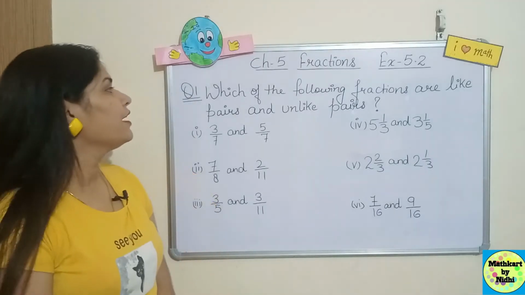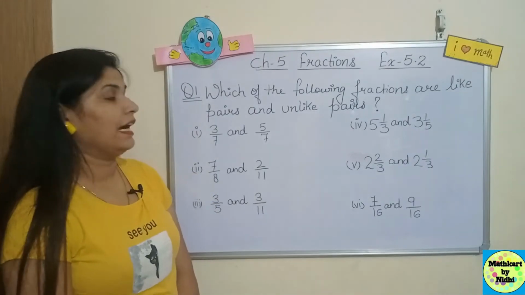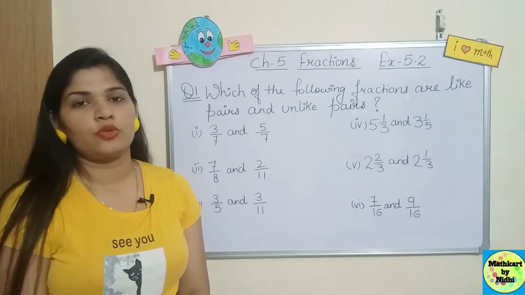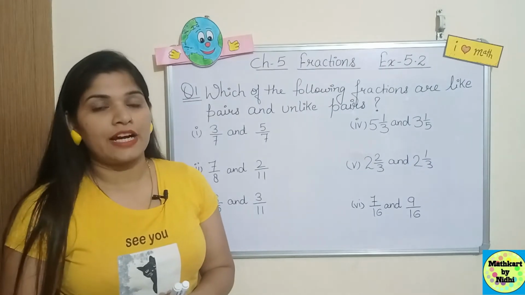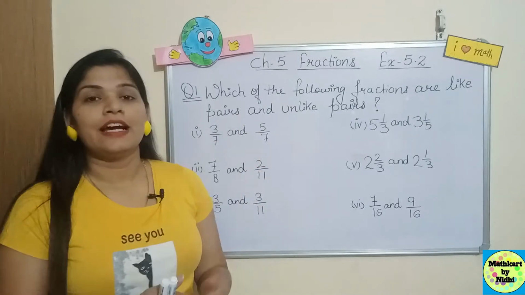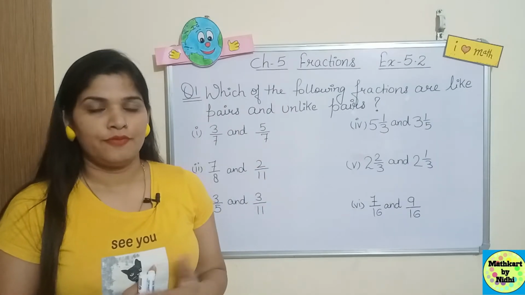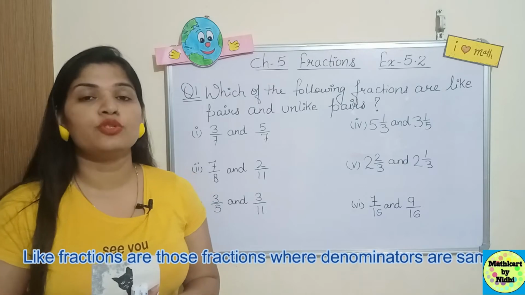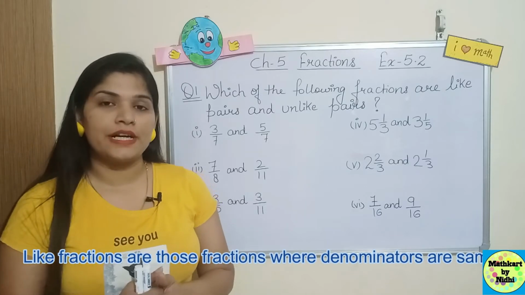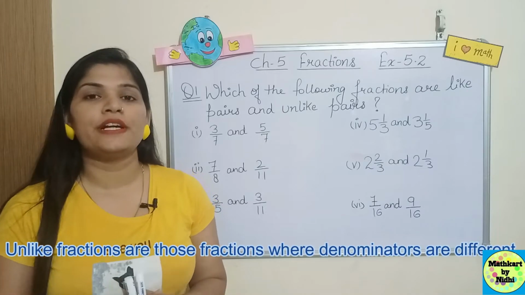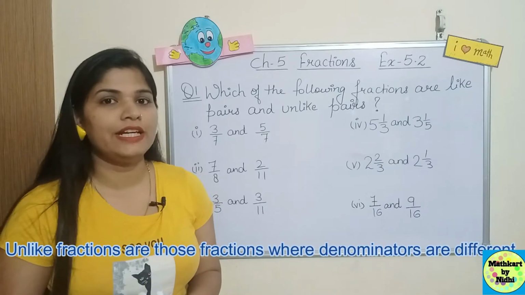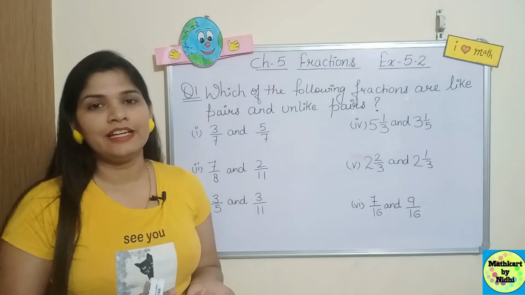Question number 1. Which of the following fractions are like pairs and unlike pairs? As students, I have already discussed in my videos on types of fractions that like and unlike are two of the types of fractions. Like fractions are those fractions which have the same denominators, and unlike fractions are those fractions whose denominators are different, not the same, right? So here we have to identify which are like and which are unlike.